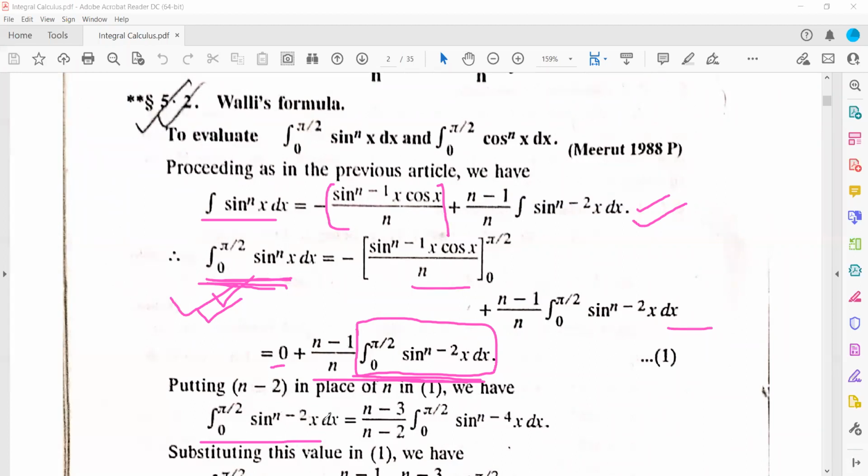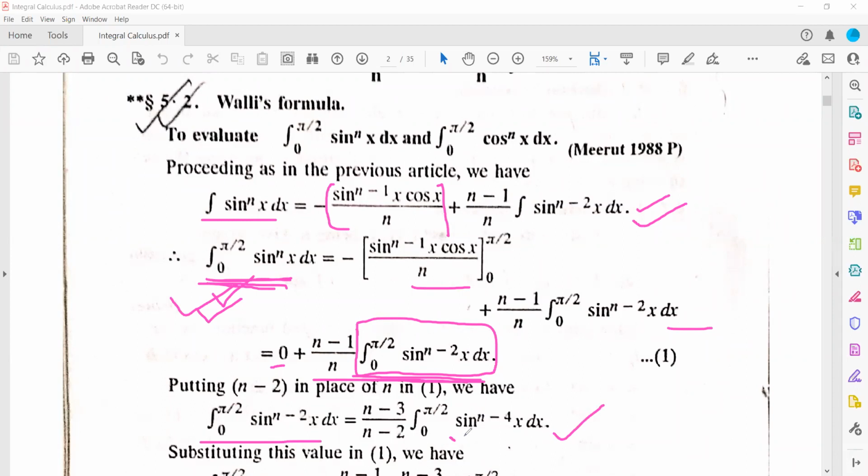So sine to the power n minus 2 x dx is equal to, replacing n by n minus 2, n minus 2 minus 1, which is n minus 3. So this is n minus 3 by n minus 2, 0 to pi by 2. Sine to the power n is replaced by n minus 2, so n minus 2 minus 2 is n minus 4, so sine to the power n minus 4 x dx.